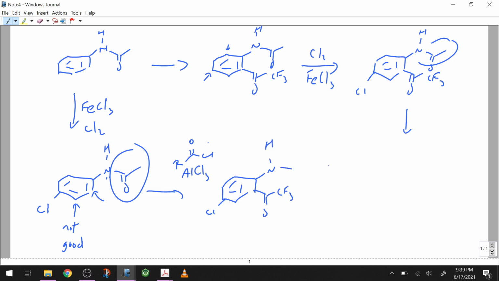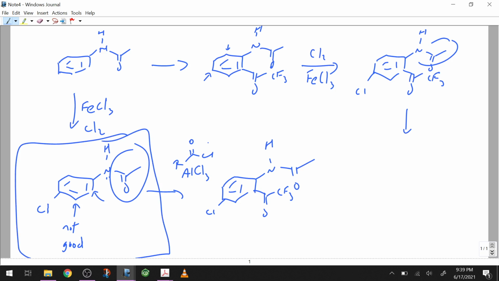And again, I then just have to take off that same protecting group for the same reason at the very end. If I started with the chlorine first, well, then I would end up nitrating it, reducing it, and protecting it, and I would end up here. So if I started with the chlorine, I'm still going to end up with this structure along the way.